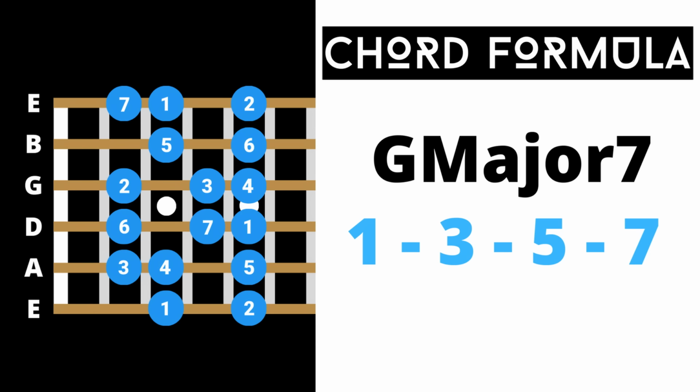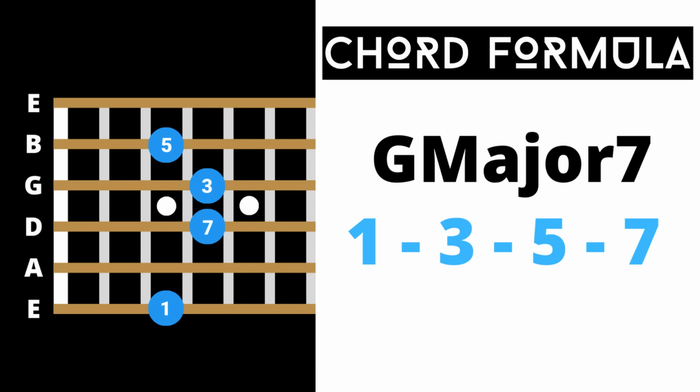Let's start with a G major 7 chord, so 1, 3, 5, 7. Now there are many ways of playing each of these intervals within the major scale, so I'm going to only include the most useful ones and omit the rest, leaving us with a very common way of playing a major 7 chord.